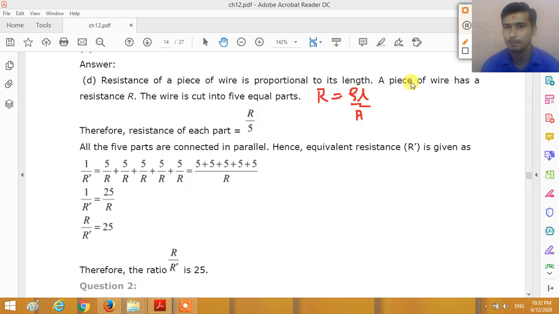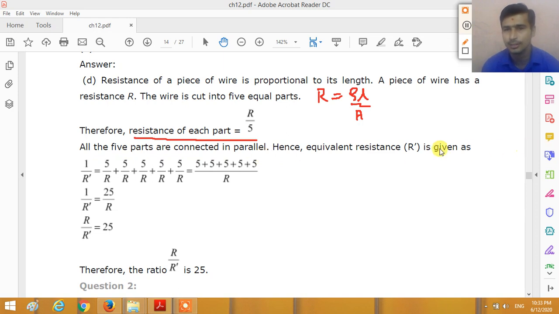Now, a piece of wire has a resistance R and the wire is cut into the 5 equal parts. So the resistance of each part is R by 5. So when we cut a wire into 5 equal parts, the resistance of each part is R by 5. Similarly, when we cut a wire into 10 equal parts, the resistance is R by 10. Now all the 5 parts are connected in parallel.